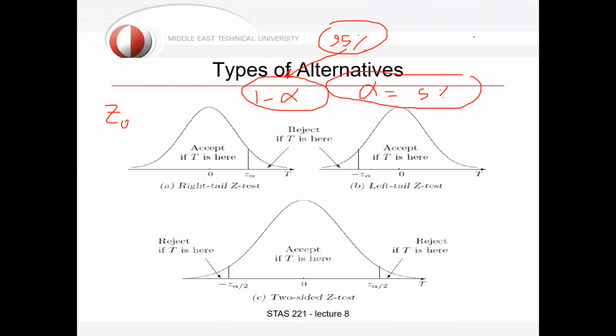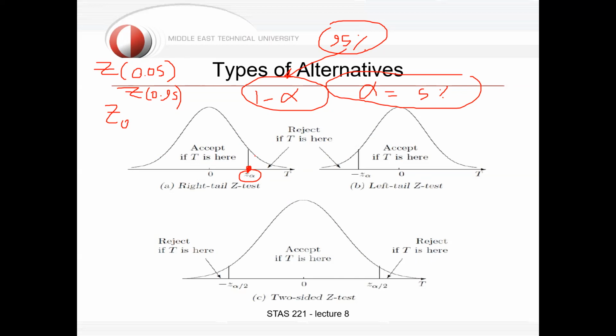So in this case, you should be able to find Z alpha. What do I mean by Z alpha? It means that you should be able to find Z 5%. If it is on the right side and we are talking about 95%, then you should be able to find this one. So that's the way I find the value of this Z alpha. When I say Z alpha, I'm talking about this.